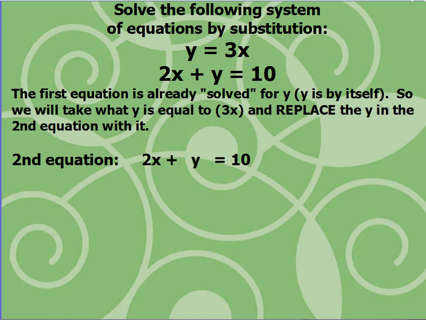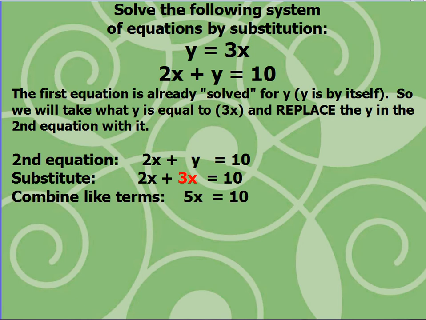The first equation, y equals 3x, means that y and 3x are one and the same. They're interchangeable. So in the second equation, we're going to take that y and substitute the 3x in its place. Now, because of our substitution, notice that we have an equation with only one variable, and we can use that equation to solve for x. Combining like terms gives us 5x equals 10, and dividing both sides by our coefficient of 5 gives us x equals 2.